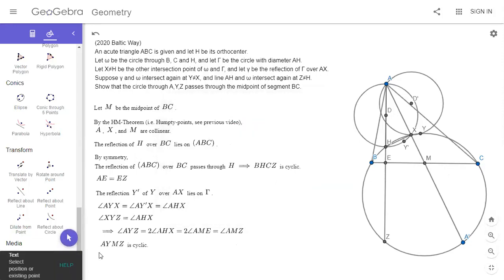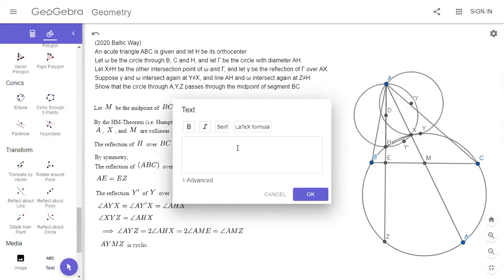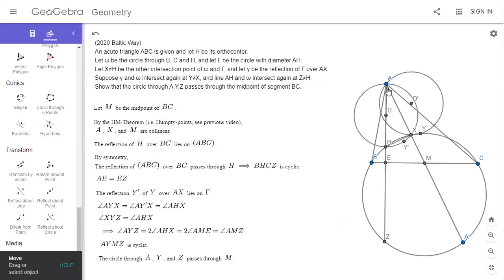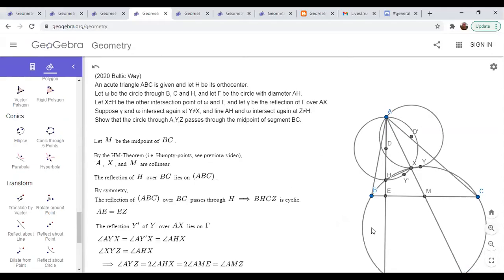So I'll just state it the way the problem says it. The circle through A, Y, and Z passes through M. Thanks for the idea in this, John. I think that was really the key, was realizing that angle AYX is equal to angle AHX. All right, so I will move on to the next one.